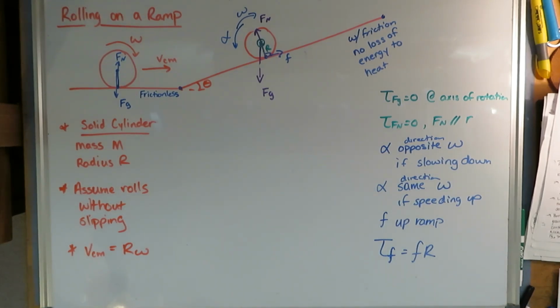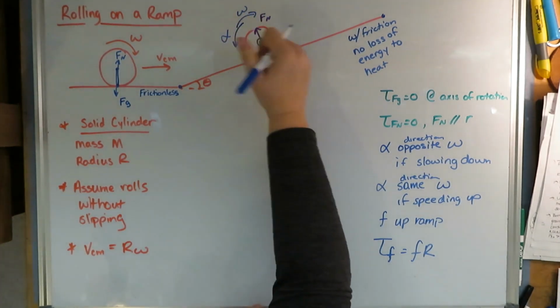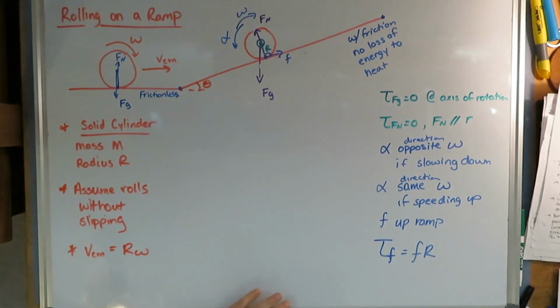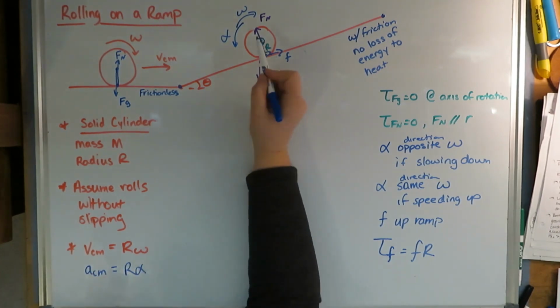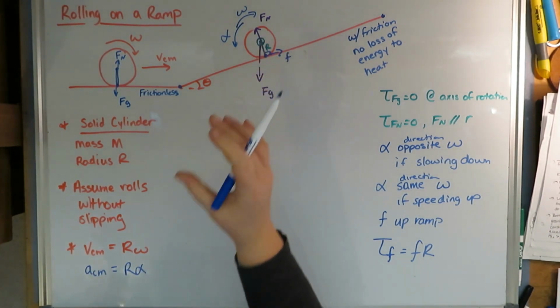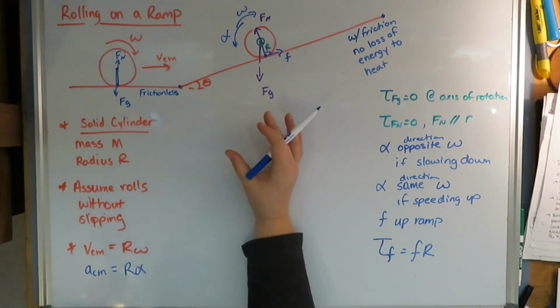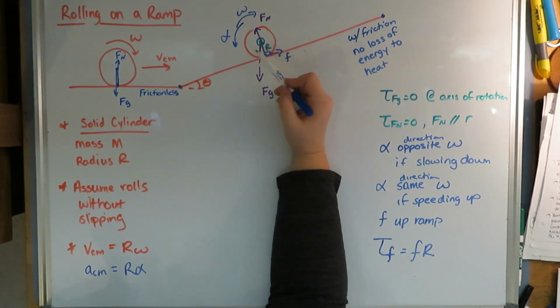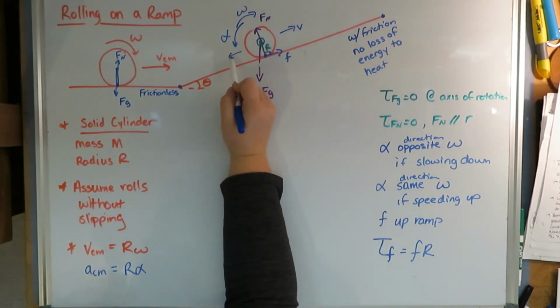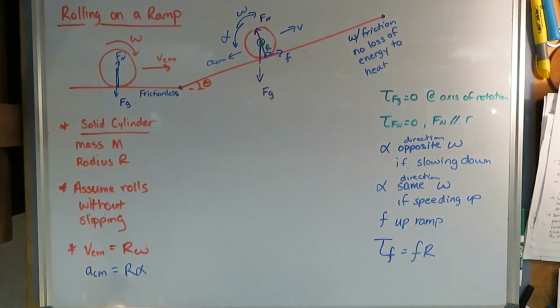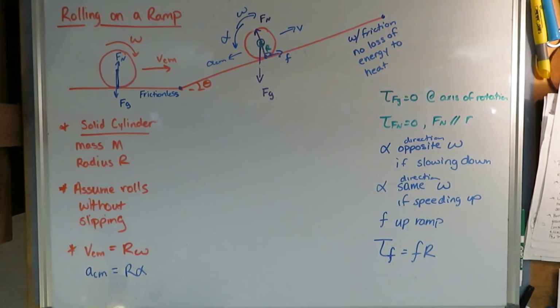So if this thing is going to be slowing down angularly, it is also going to be slowing down linearly. Because if VCM is equal to R omega, the linear acceleration of the center of mass is also going to equal R times alpha. So in terms of the linear motion, we already know where that acceleration points. Because if we're moving up the ramp and we're slowing down, our linear acceleration has to point down the ramp. So we have both linear and rotational motion going on.